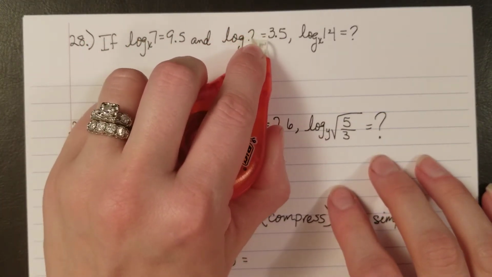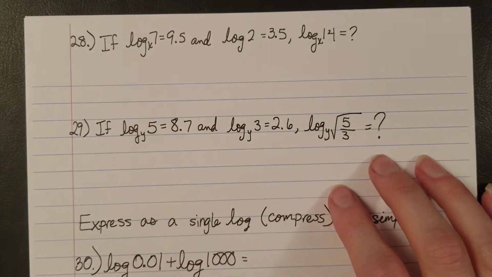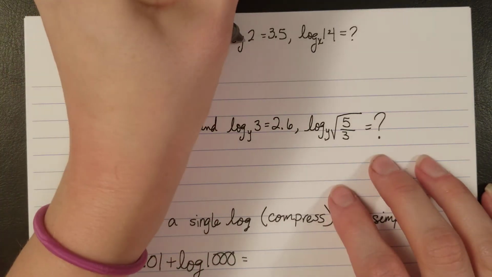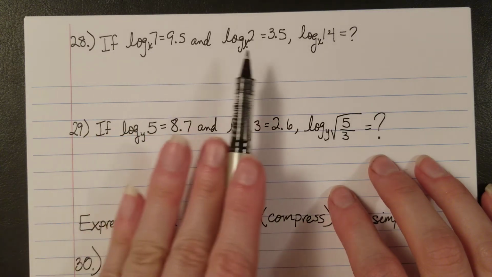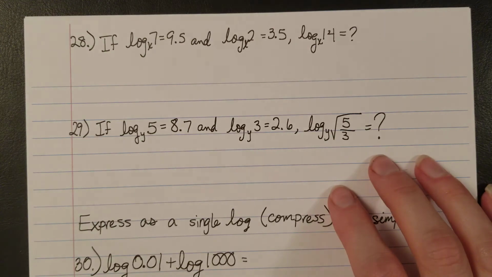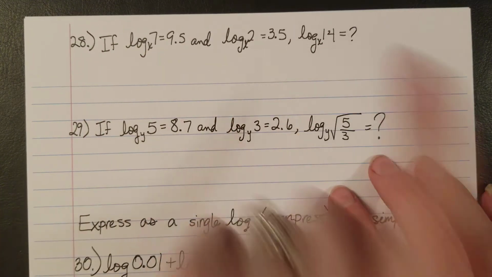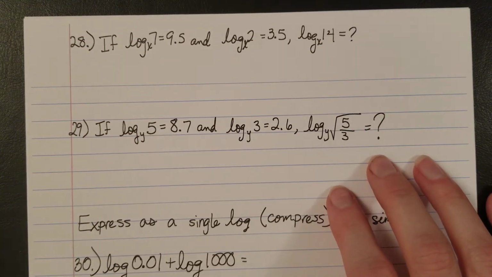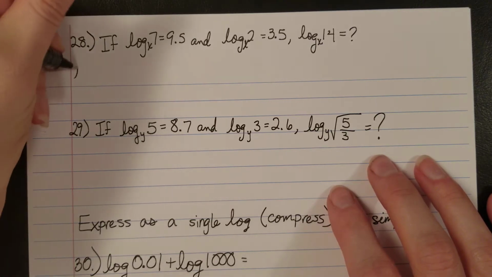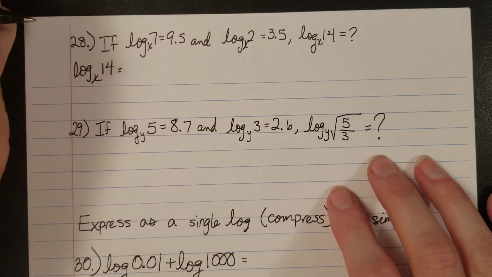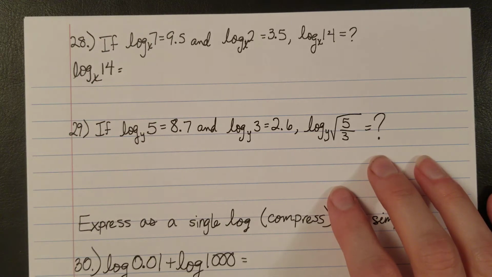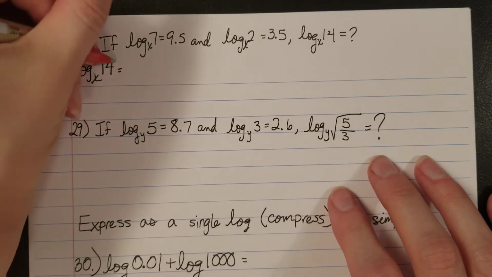Not sure how that got that way. Let me fix it. Okay. All right. So basically we want to see what relationship the 7 and the 2 have to number 14. Well, I know 7 times 2 is equal to 14. So I'm trying to evaluate log base x of 14. So let's rewrite the 14 as 7 times 2.